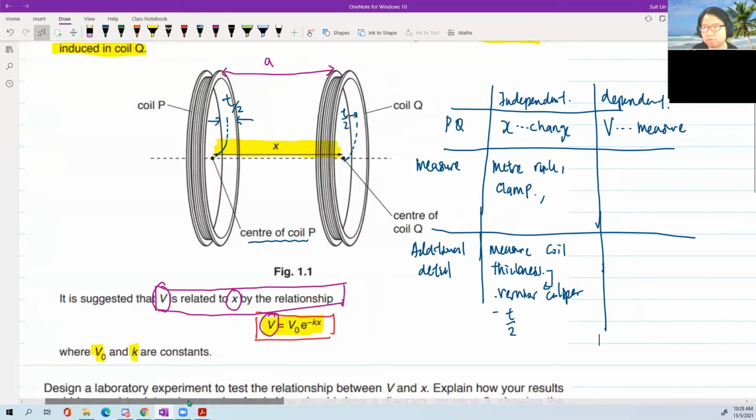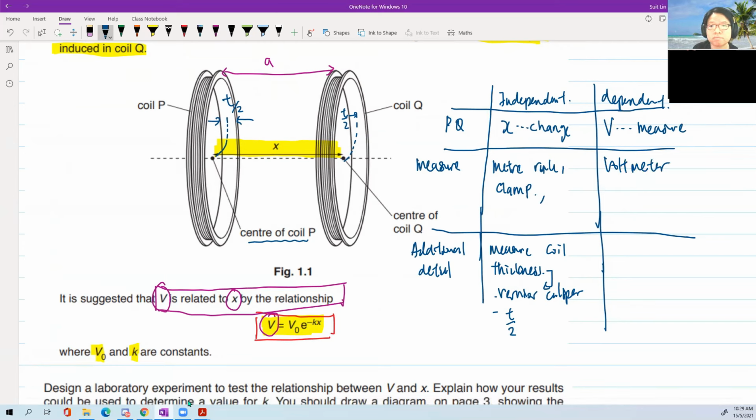Okay, what about V? V here is your induced EMF. So to measure induced EMF, we would think about using a voltmeter. So that means I need a circuit drawing here. So I probably need to make a mental note. Okay, now I need to draw a circuit for this particular question. Are there any additional detail?